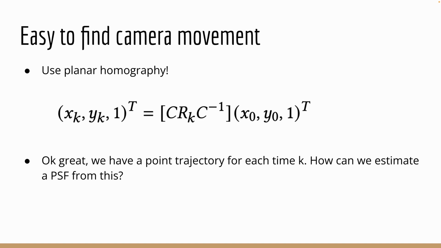So here's the equation that is used. Note that we're eliminating translation to simplify the problem a bit, and also because the majority of camera shake is mostly due to rotation anyway. All right, so now we have a point trajectory for each time k, and how can we estimate a PSF from this?